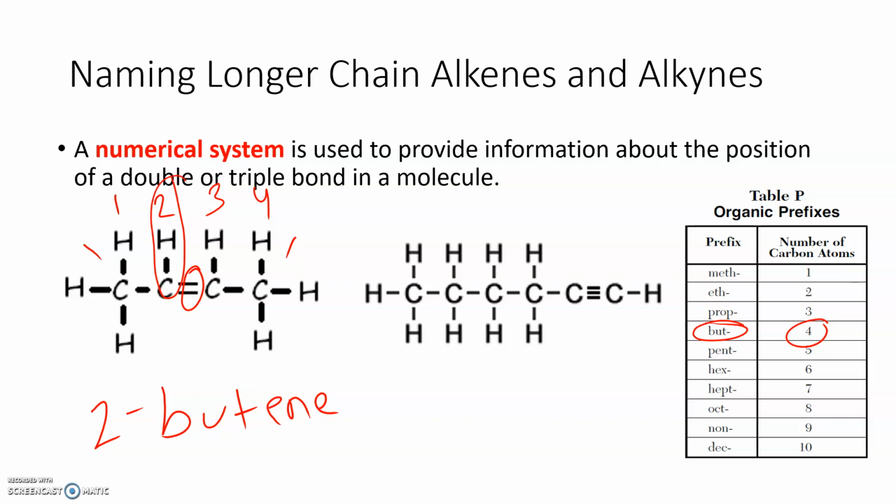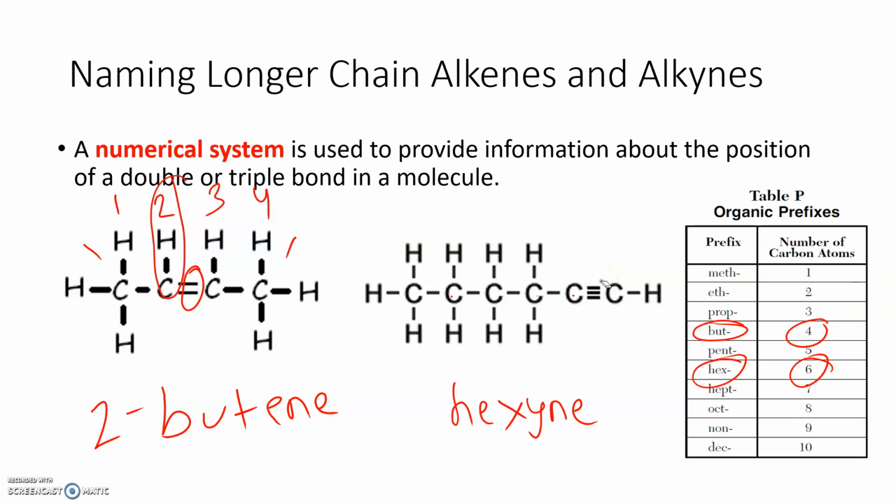Over here on the right, I would start naming like we learned last time. I would count the carbons. There's 1, 2, 3, 4, 5, 6 carbons. According to table P, the prefix for 6 is hex. This time I see a triple bond, which means this is an alkyne. The names of alkynes end in "-yne". This is hexyne.